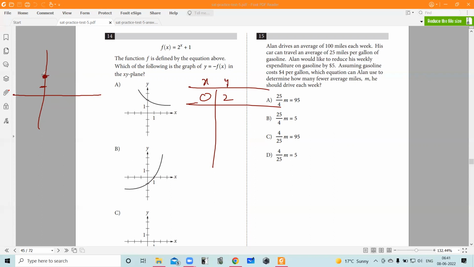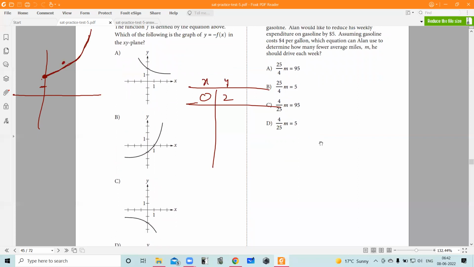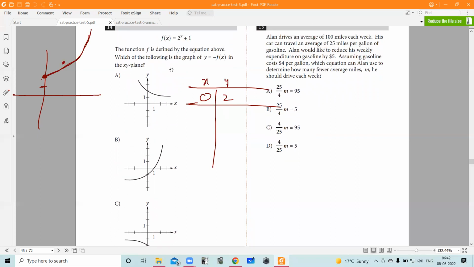And then it'll be increasing. When x is 1, y will be 2 to the 1 plus 1, that's 3. So it'll be like here and so on. It'll be going up with an exponential rise, not a linear rise. Okay, all the options are exponential. All right, so this is f of x equals 2 to the x plus 1.